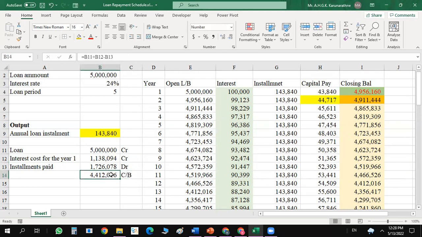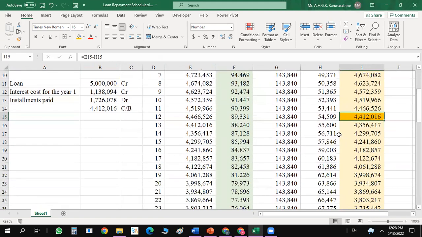This figure should be classified as current and non-current. This balance should be classified as current and non-current at the reporting date. How is it done?